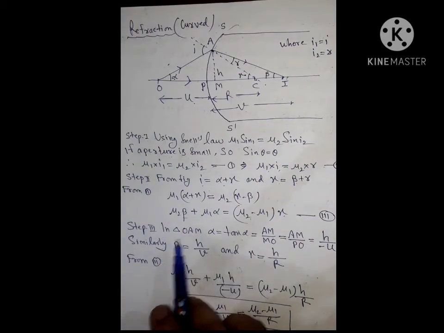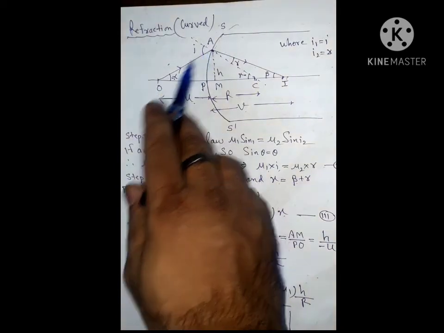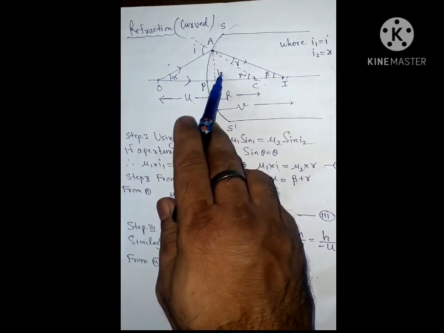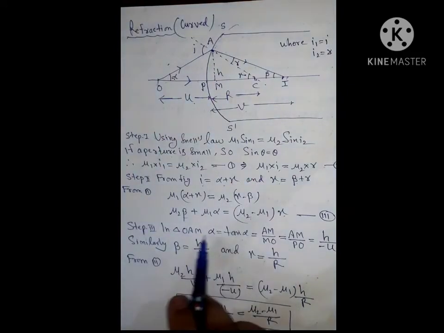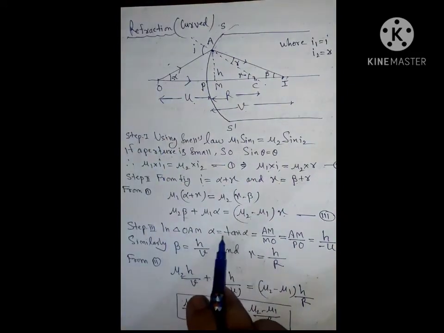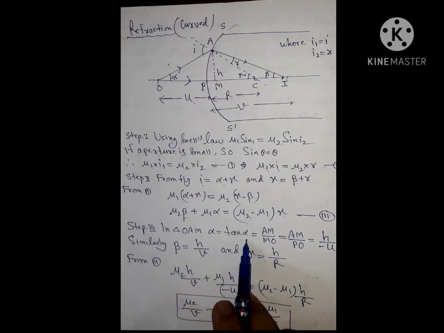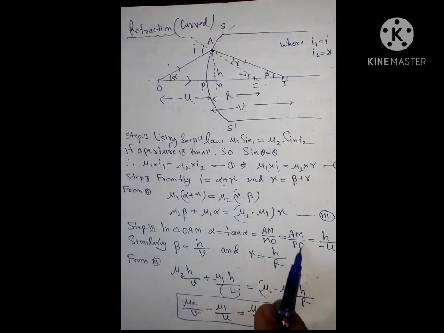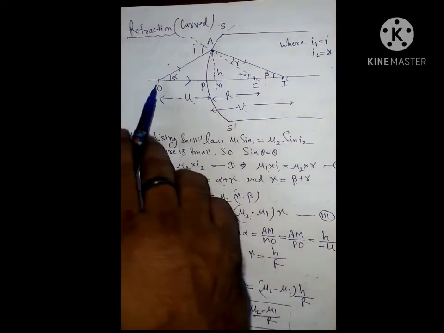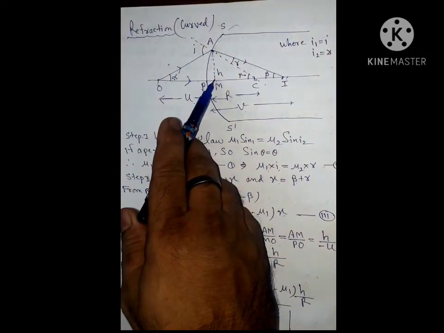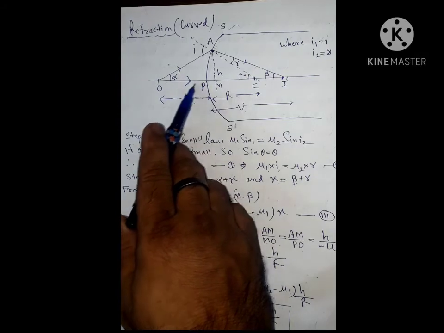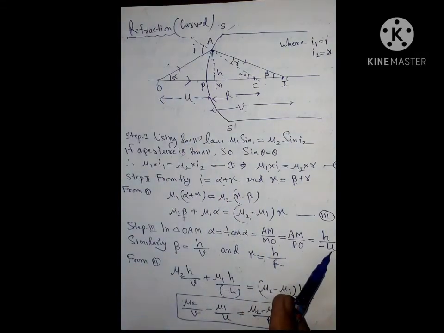Step 3, draw the perpendicular from A on the principal axis. Let its height be h in triangle OAM. The angle is very small, so we can write alpha is equal to tan alpha. Tan means perpendicular upon base, AM upon MO. MO is almost equal to OP. This is h, AM, and OP distance measured from the pole against the ray, so it becomes negative, u.